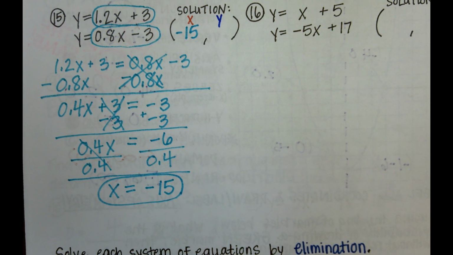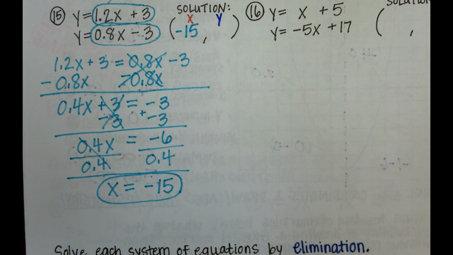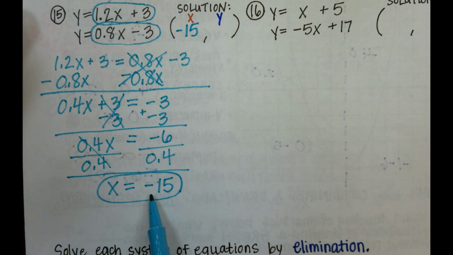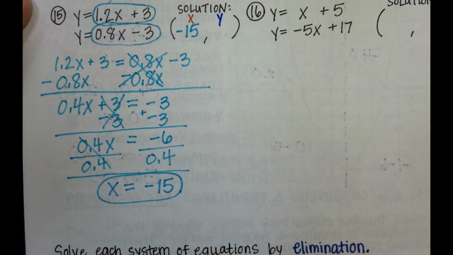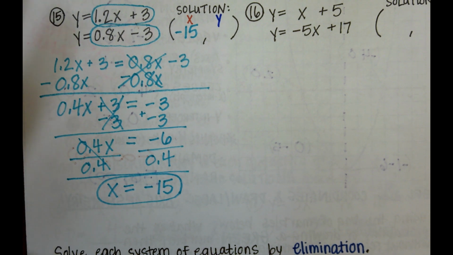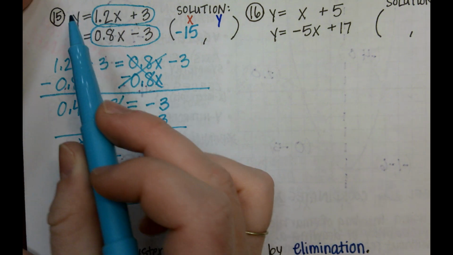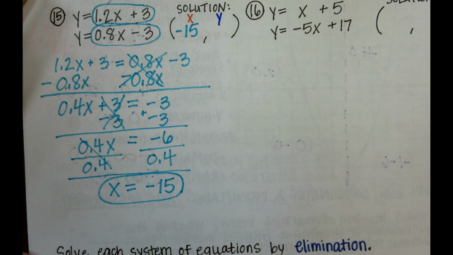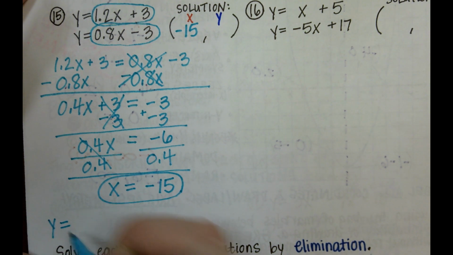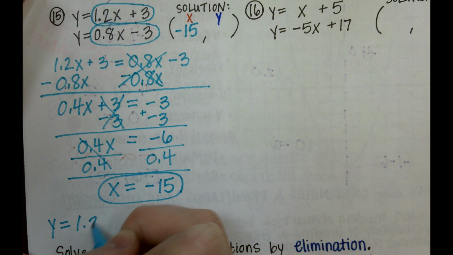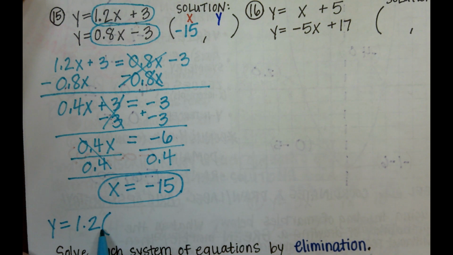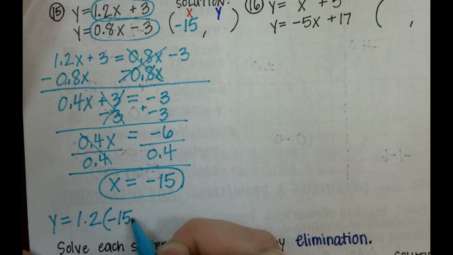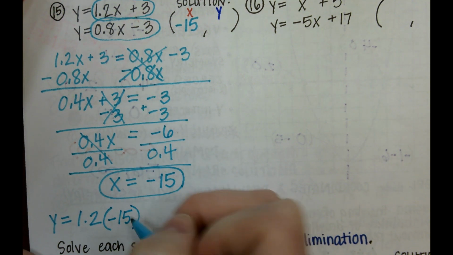And what could we do to solve for y? Plug that negative 15 into one of our equations. Yes, we are going to plug negative 15 into either one of these equations. Both should work. Yeah, let's do the first one. So I'm going to rewrite the whole thing, but I'm going to replace x with the value we found. So I've got y equals 1.2x. Instead of x, we're taking it times negative 15, plus 3.